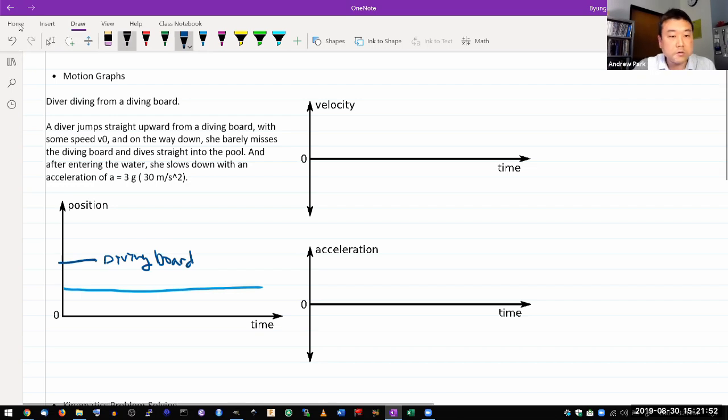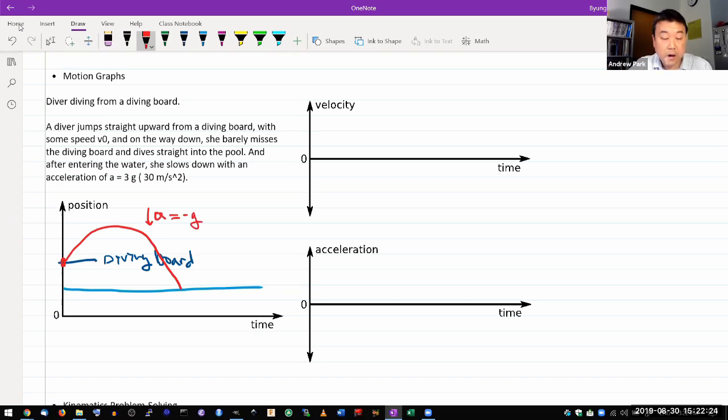Then on a position graph, you might draw something that looks like this. The diver starts from the position of the diving board at time equals 0. And maybe you remember enough of projectile motion, or motion with a constant acceleration, that you know to draw something that looks like a parabola. So this is with a downward acceleration of minus g.